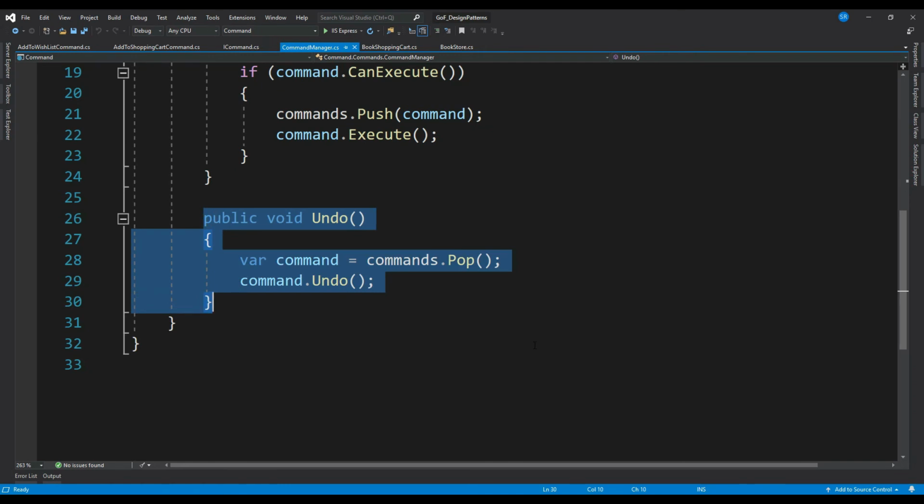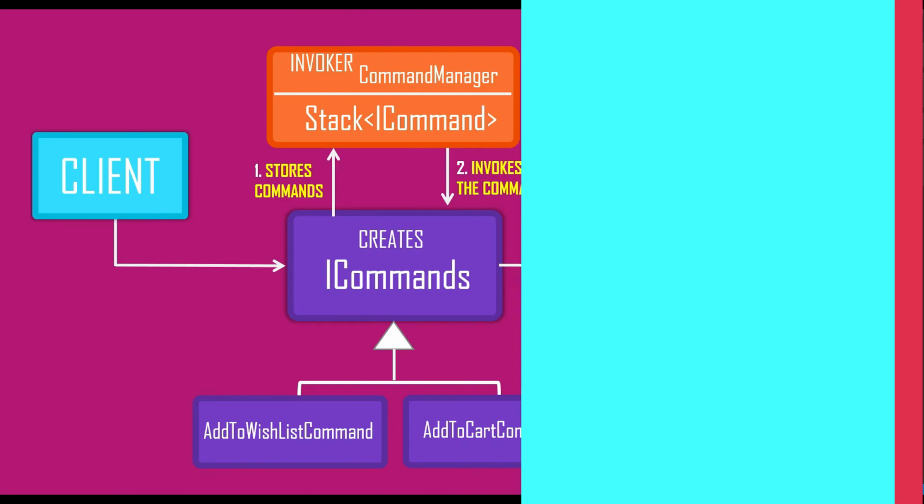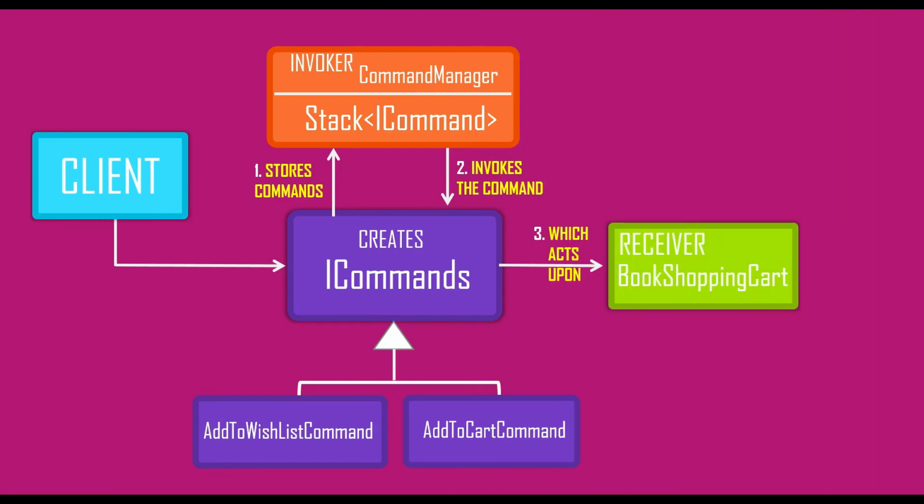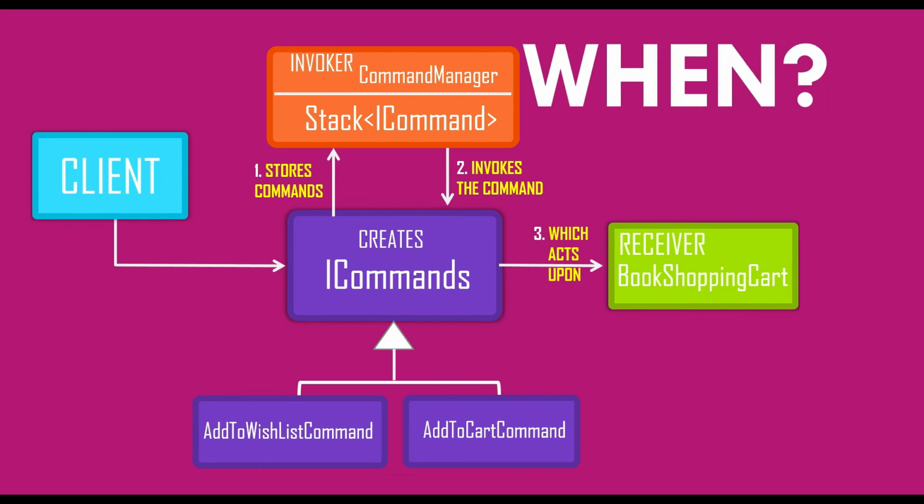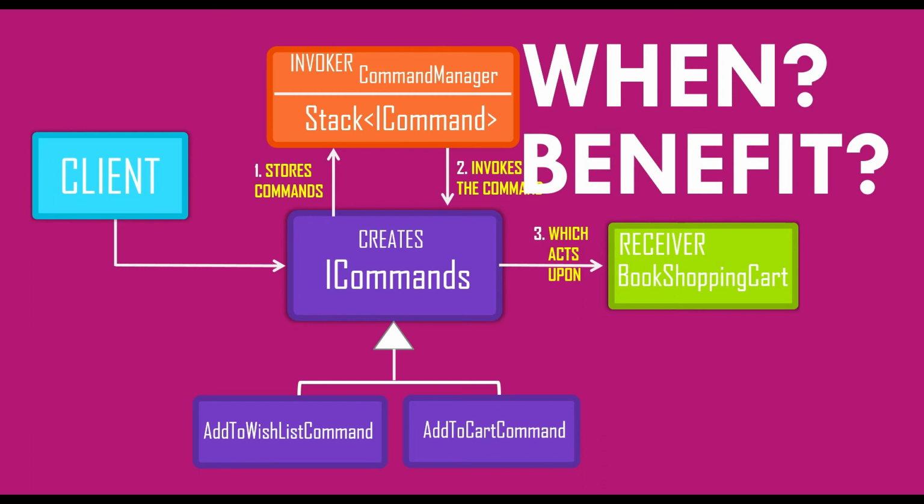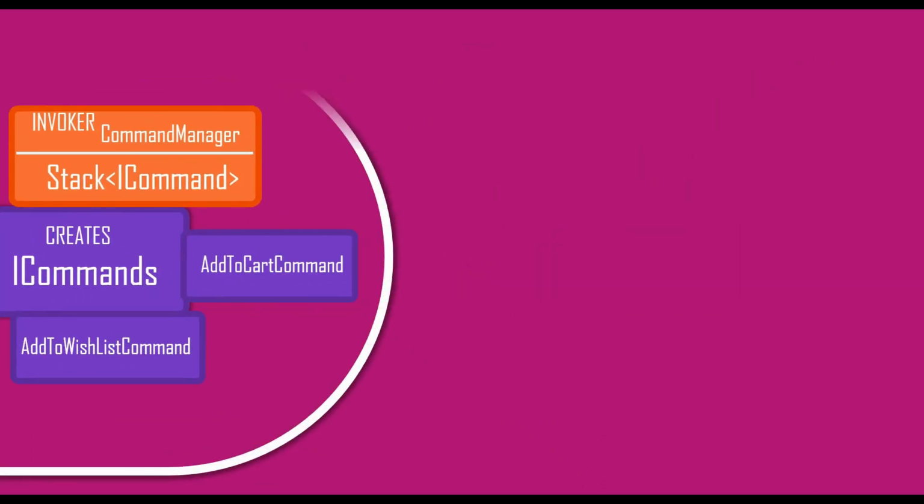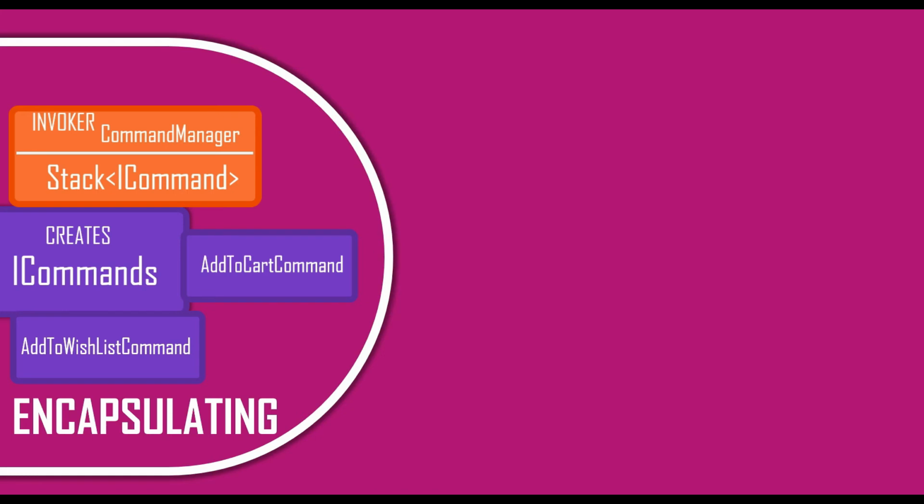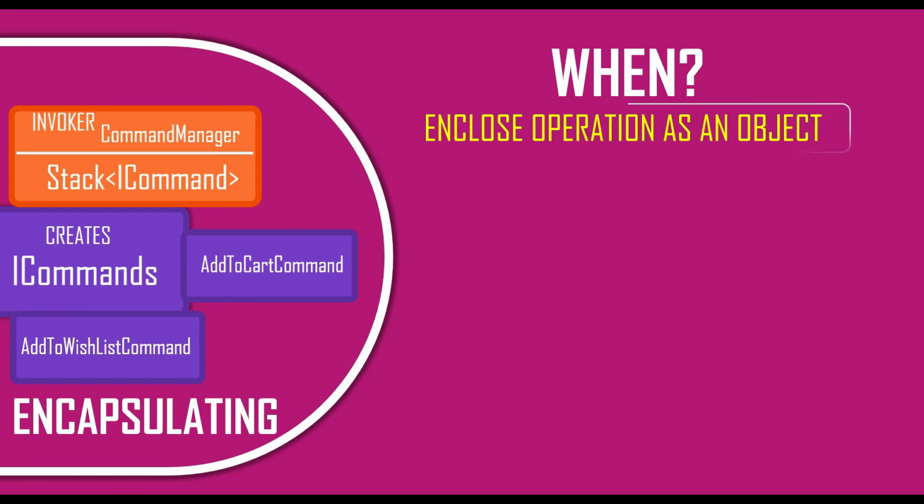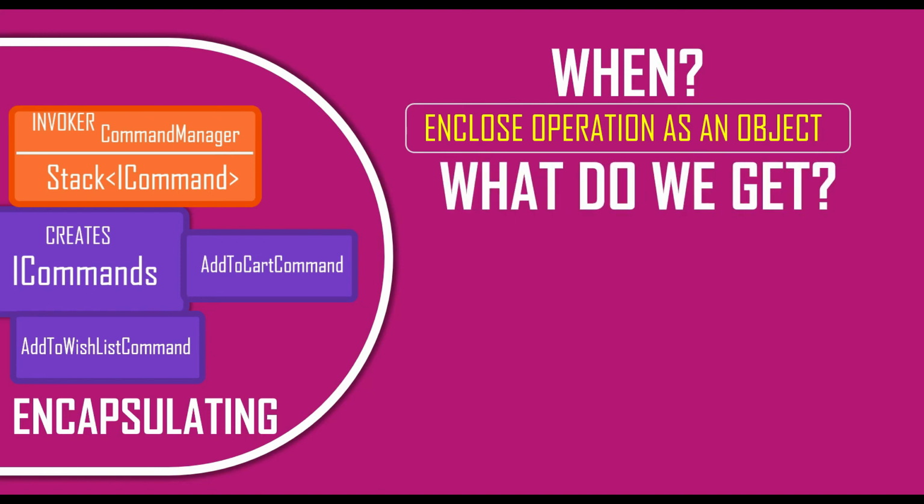Great. Now, before going further with our last part of implementations, let's go back to our slide and answer this prominent question. When to use this pattern and what benefit do we get by implementing this? So this pattern encapsulates our operations into an object, right? Let's try to understand when should we use this pattern. We implement this pattern when we want to package our operations like add to cart or add to wishlist into a self-contained object.